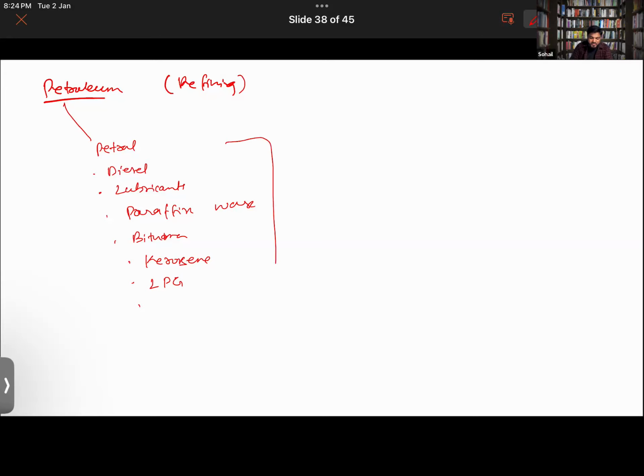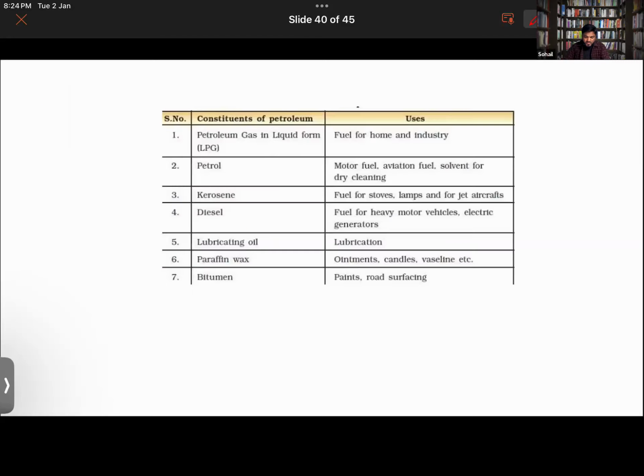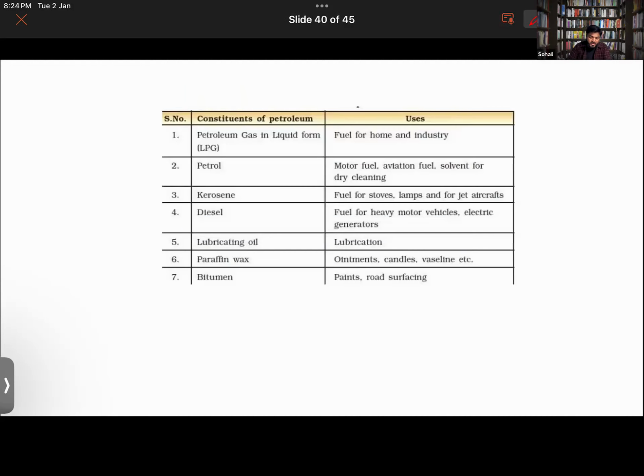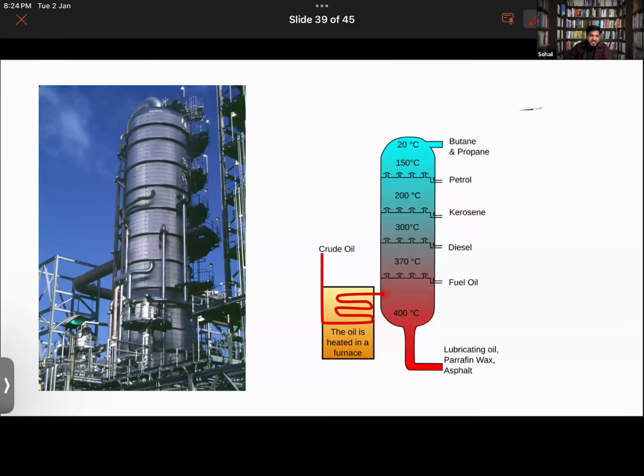These are all mixed together, so they have to be separated and refined. In order to separate all these products, LPG, petrol, kerosene, diesel, lubricating oil, paraffin wax, and bitumen, from the crude oil, we do a process called fractional distillation.